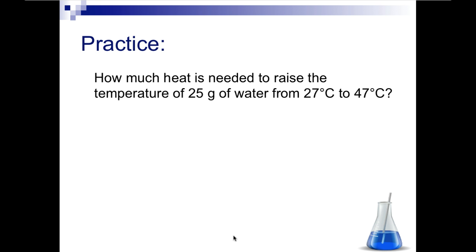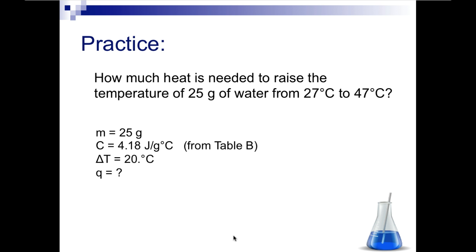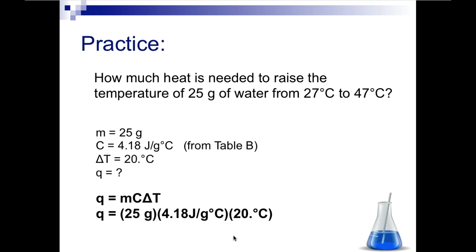Great, welcome back. What you should have done first, as always, is list what you're given. Again, we're talking about water, so you're going to use 4.18. Our change in temperature is going to be 47 minus 27, which gives us 20, and we're looking for Q, which is our heat again. So we're going to plug into our equation, and we're going to solve.